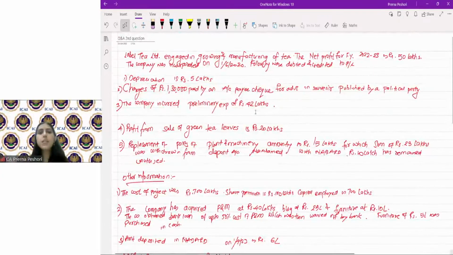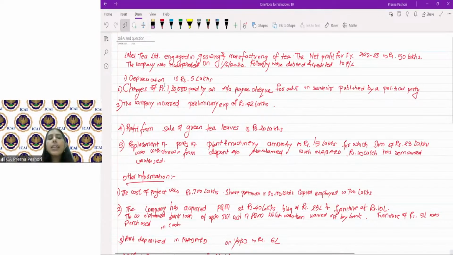Okay. This is a small question, but again, a very important question. Label Tea is engaged in growing and manufacturing of tea. The net profit for the financial year 22-23 is rupees 50 lakh. The company was incorporated on 1st June 2020. Following were debited and credited to the P&L. Depreciation is 5 lakh. Charges of 1 lakh 30 thousand paid by an account payee cheque for advertisement in a souvenir published by a political party. Company incurred preliminary expense of 42 lakh.